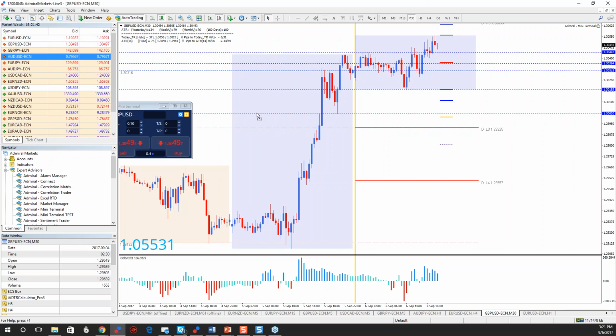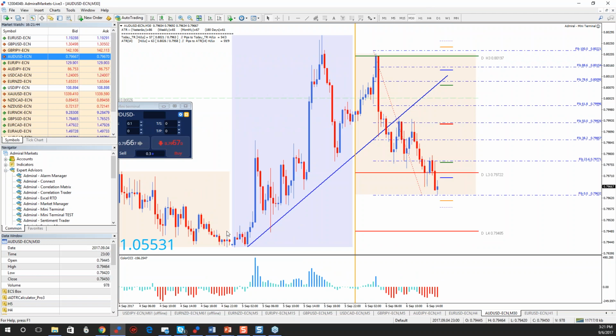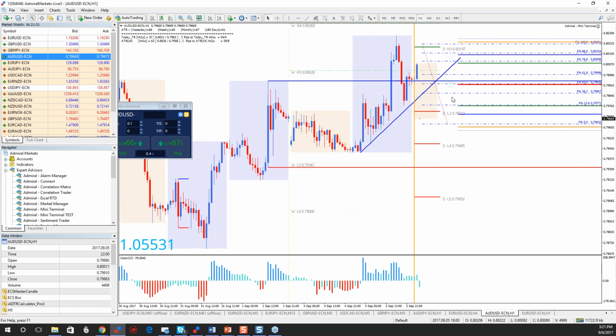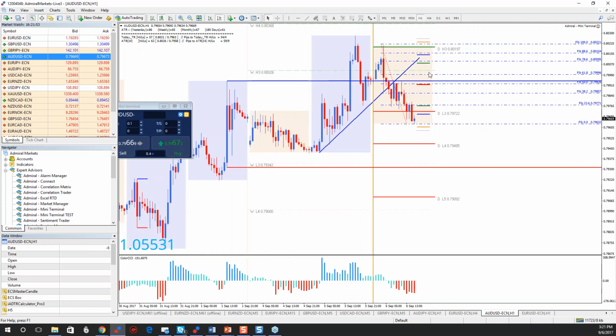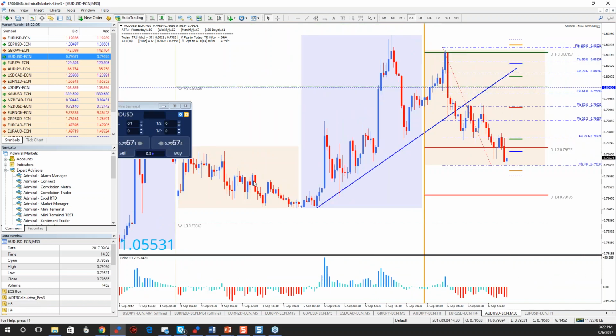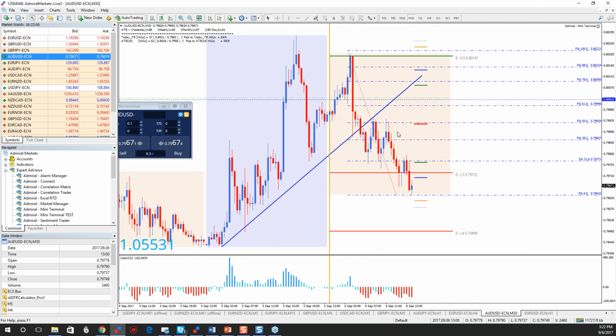So Australian dollar here is actually a probable sell. I think the price will probably go to this spot here, close to weekly H3, and then probably here within the zone, either M30 or 1 hour should give me CCI overbought, and then bang, we go for a sell.